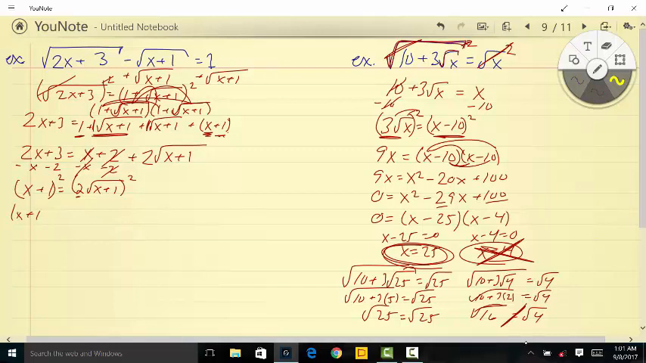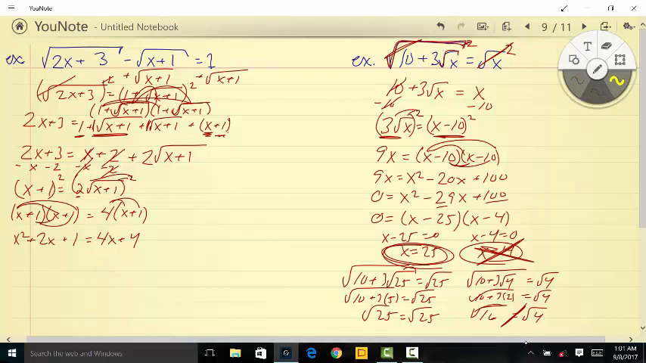That means we're going to do x plus 1 times x plus 1, which is x squared. 1x and 1x makes a total of 2x. 1 times 1 is 1. When you square this side, you got to square both. Which means 4 times the square root of x plus 1 squared is just the quantity x plus 1. So the right hand side is going to be 2x plus 4.